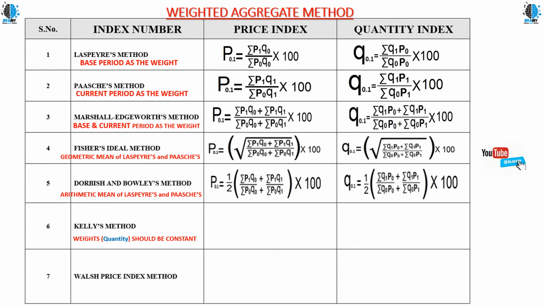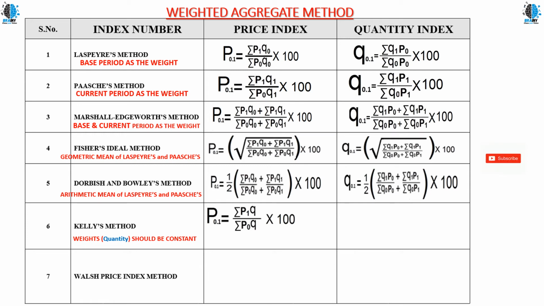Next I am going to have Kelly's method. Here the author is going to consider constant weights. So let's see this price index under Kelly's method. Here P01 is equal to summation P1 Q0 divided by summation P0 Q0. This is the formula for the Laspeyres method. If you remember the Laspeyres formula, same I have here, but instead of Q0 I will be having only Q in Kelly's.